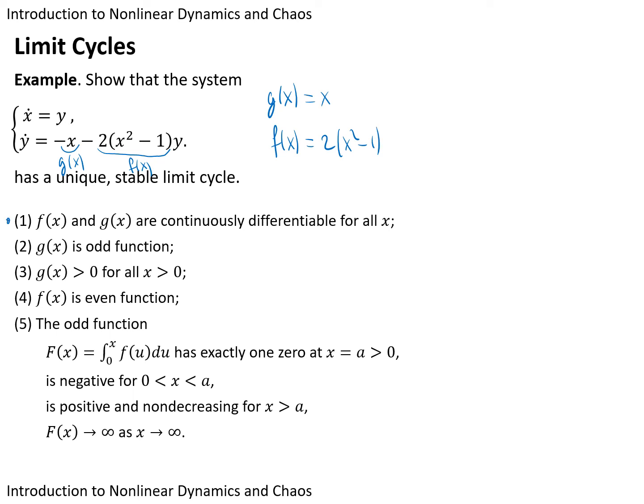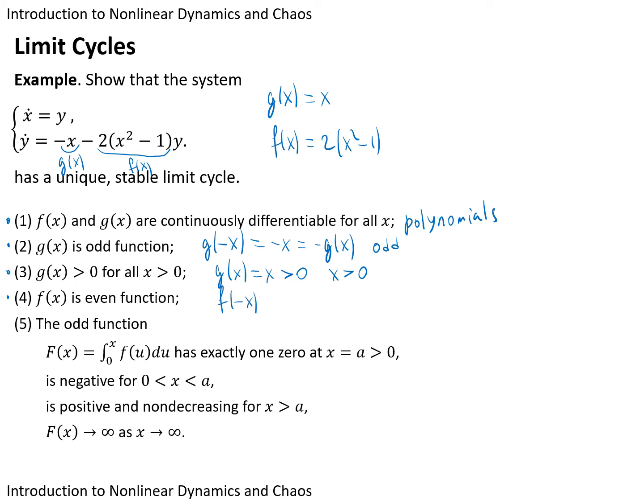First, for f of x and g of x, we see that they are polynomials. And we know that polynomials are continuous and differentiable for all x. Next, if we take g of minus x, this is minus x, and this is the same as minus g of x. So we see our g of x is an odd function. Next, g of x, which is x, is greater than 0 if x is greater than 0.